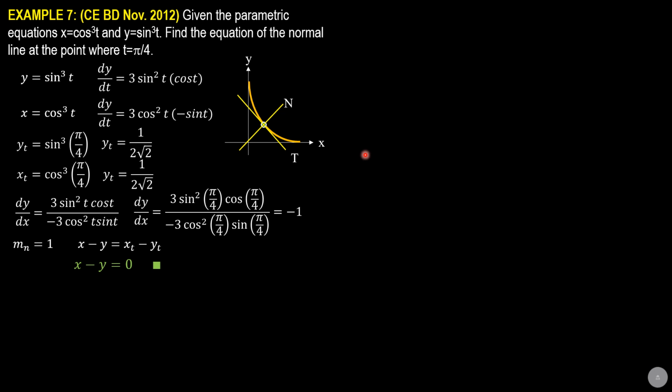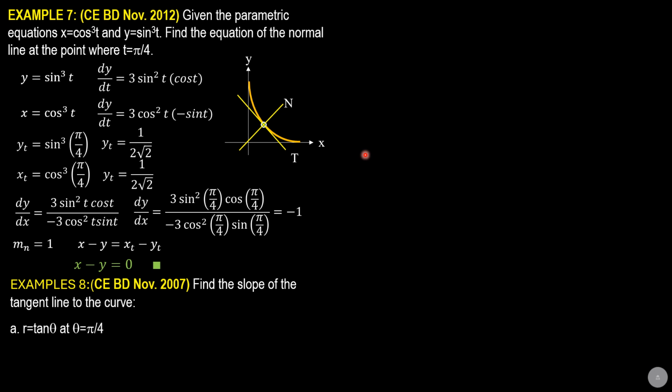So that's the explanation. Then we proceed to Samples 8. There are three exercises here. That's why I call it Samples 8.